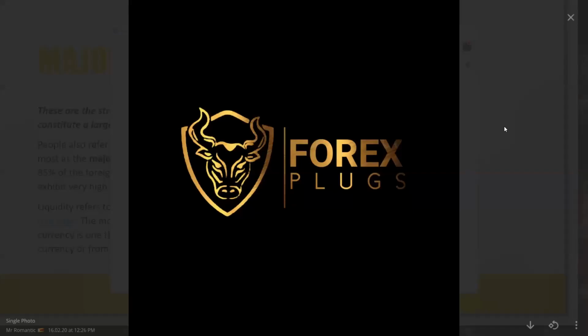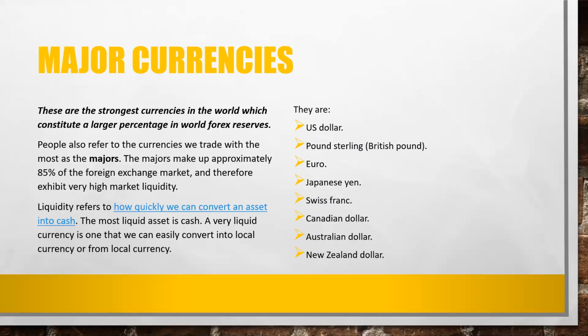Welcome back. Today, we want to first talk about major currencies and what they are. Major currencies are the strongest currencies in the world and the most traded currencies in the world. They constitute a larger percentage of the world's forex reserves. People also refer to the currencies we trade with the most as the majors. The majors make up approximately 85% of the foreign exchange market and therefore exhibit very high market liquidity.